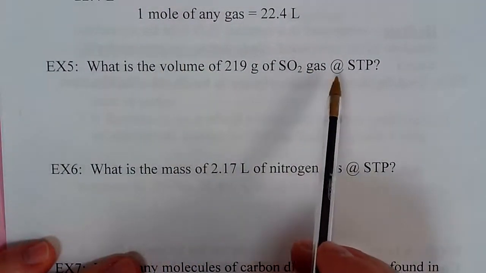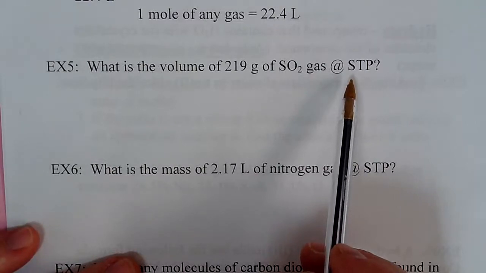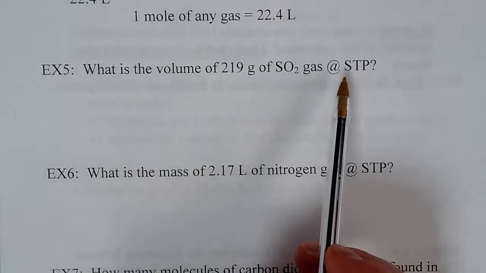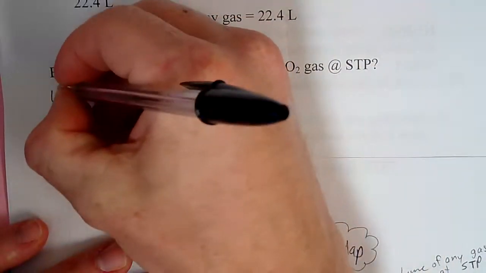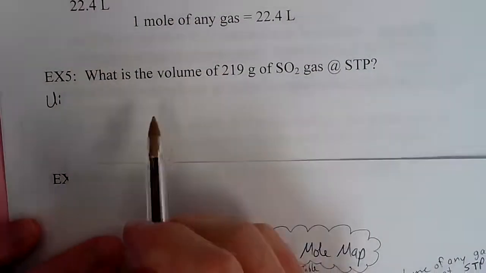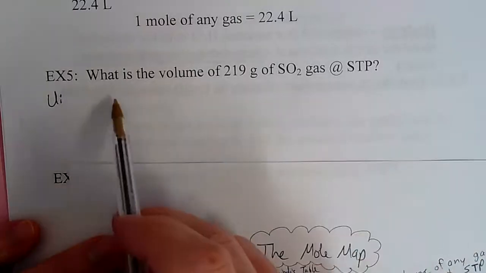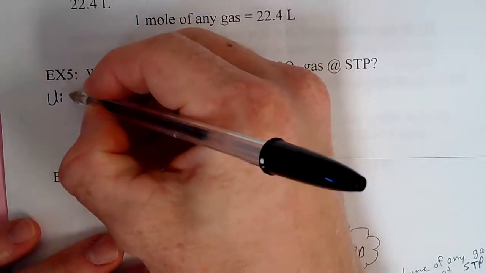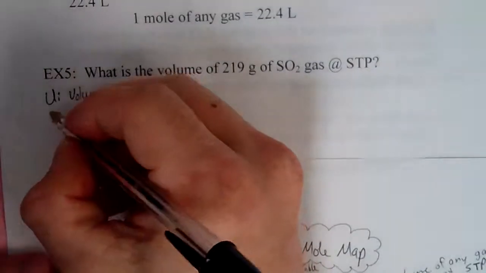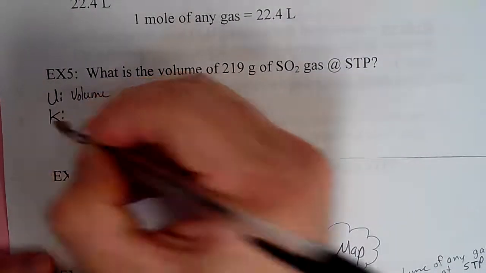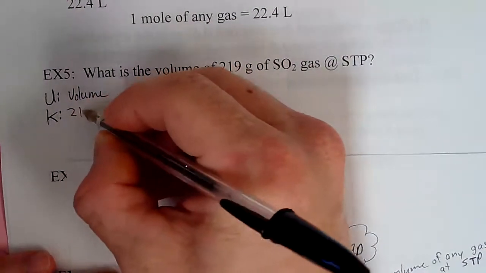Example 5 here. What is the volume of 219 grams of SO2 gas at standard temperature and pressure? So let's list off our unknown here. We are looking for volume. And they tell us 219 grams.